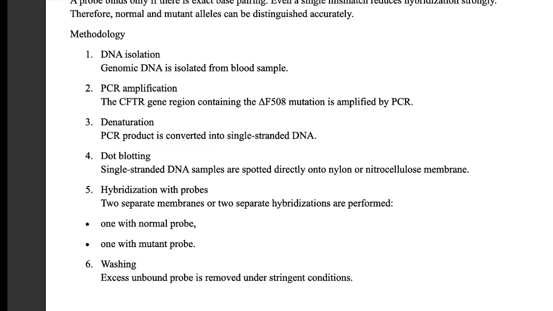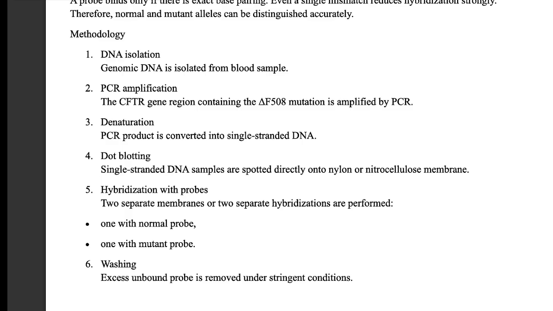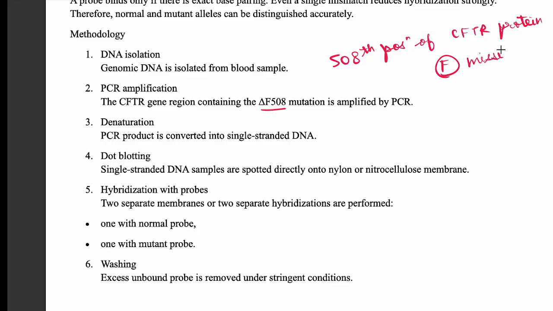Now we will quickly take a glimpse of whatever we have studied through these texts. Even in CFTR, what I was talking about, we know that the most common mutation is delta F508, which simply refers to the 508th position of the CFTR protein, where the phenylalanine amino acid is missing. So it means that the trinucleotide which codes for this phenylalanine is also missing. So here we say that there is a mutation, and now this mutation can be detected.